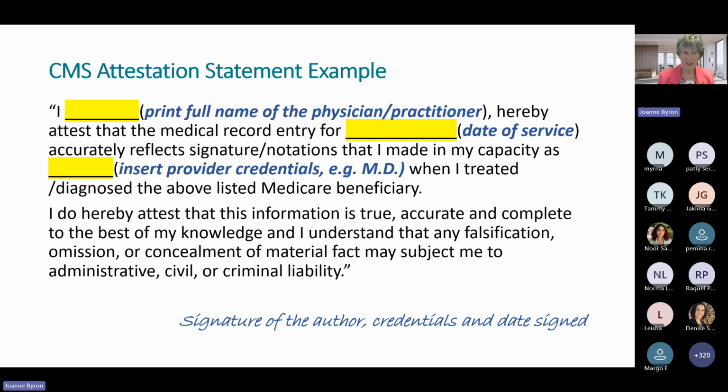This is a sample of an attestation. If you don't have a signature log, but the provider is still available to sign the attestation. So it would be like, I, John Doe, hereby attest that the medical record entry for Jane on 10/1 of 2024 accurately reflects signature notations that I made in my capacity as an MD when I treated and diagnosed the above listed Medicare beneficiary. And then they attest that the information is true, accurate, and complete. And then they need to sign this. When I have done CMS audits, they fill everything in and the provider forgets to sign the form. So the attestation gets thrown out. So don't send in an unsigned attestation form. That's a common problem.